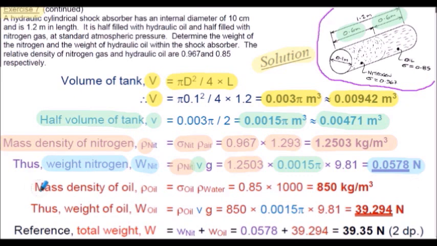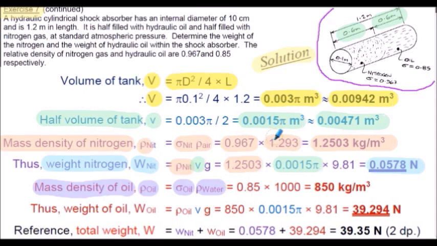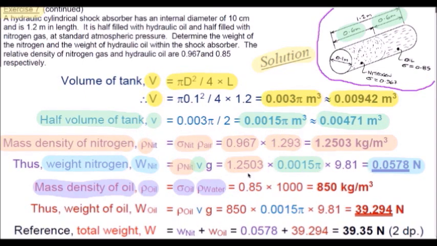We then undertake similar calculation to find the mass density of the oil, rho of the oil here. So this time we're using the relative density of the oil multiplied by the mass density of the water, because oil is a liquid, so that's relative to the density of water. Nitrogen was a gas, so that's relative to the density of air. Multiplying the relative density of the oil by the mass density of the water, we evaluate the mass density of the oil in kilograms per meter cubed.